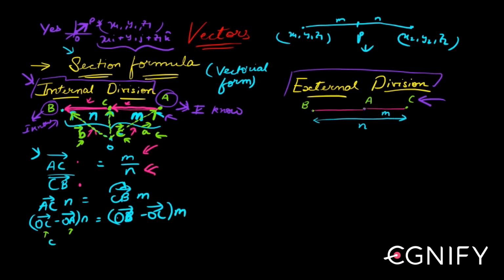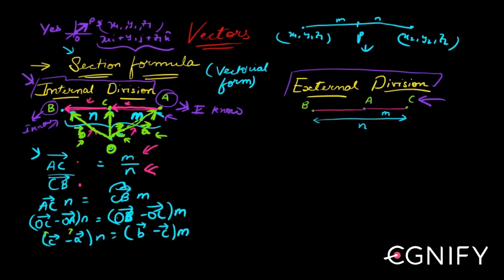Now, OC bar is nothing but your small c bar. As you can see here, OC bar is nothing but this small c bar. Similarly, OB bar is nothing but small b bar, and OA bar, this is your O, right? OA bar is nothing but small a bar. So I can replace all these quantities here. I can write OA bar as small a bar into n. I can replace OB bar with small b bar, OC bar with small c bar into m.